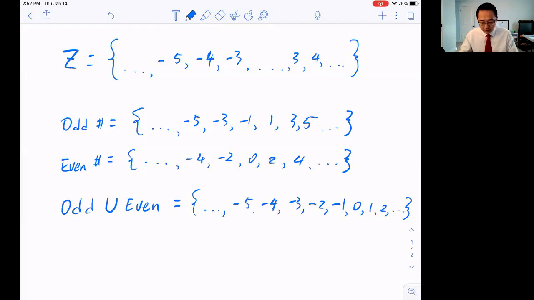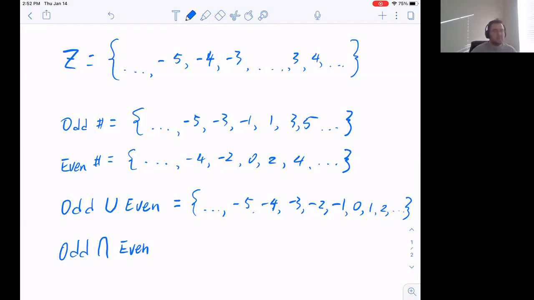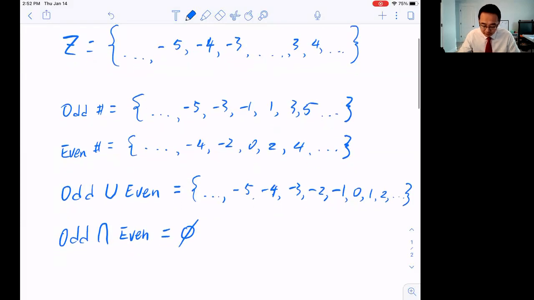Okay, now if you're trying to do odd intersect even, then that is only finding the common parts that exist in both. In this case, it would be the symbol that's a 0 with a line in it. That means it's a null set, which means this set doesn't contain anything. It's not a 0, because here we're talking about sets. It's not a number, right? So this little symbol right here is called a null set.